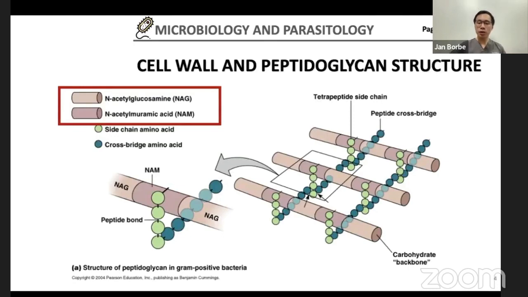Okay. So yung cell wall natin would be composed of two main, the NAG and the NAM, no? Para silang alternating lang. And they are linked together by your peptide bridges, no? Yung peptide bonds natin. So you have the carbohydrate backbone linked together by your peptide cross bridge. And this is through the transpeptidase enzyme.